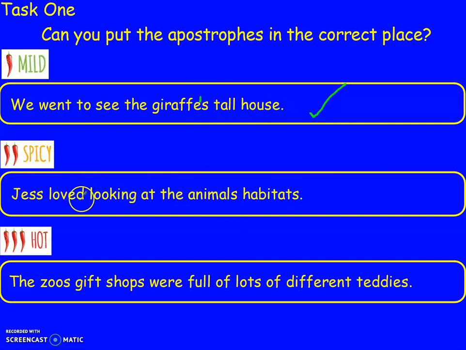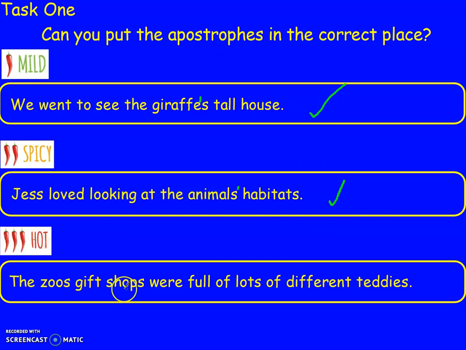Spicy. Jess loved looking at the animals' habitats. Okay, so this is habitats belonging to animals. Animals is a plural, so there's more than one animal. So it already ends in S. So the apostrophe would come at the end here. If you've got that right, well done, give yourself a tick.